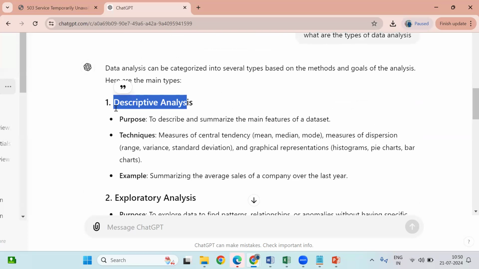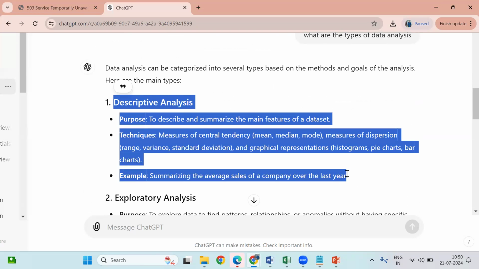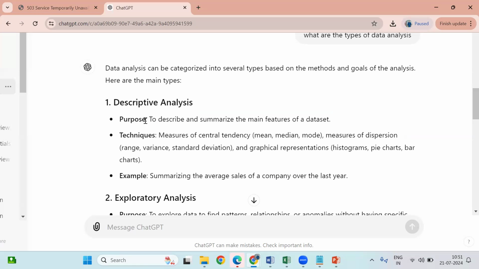So in descriptive analysis, we are focusing on statistical data with the help of statistical methods and techniques. We should understand the formulas and the concepts. From that only we can understand and summarize the data with the help of mean, median, mode, range, standard deviation, and variance.